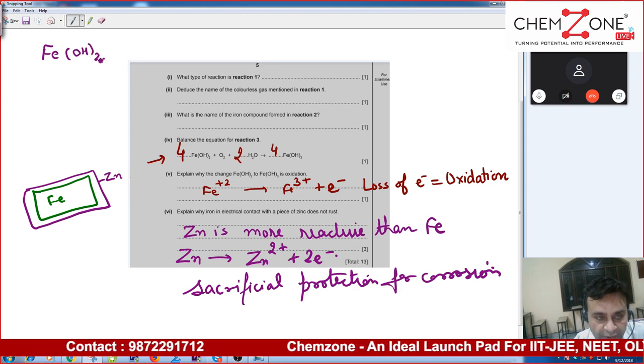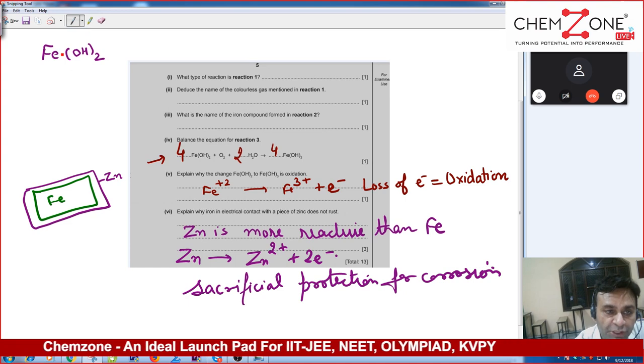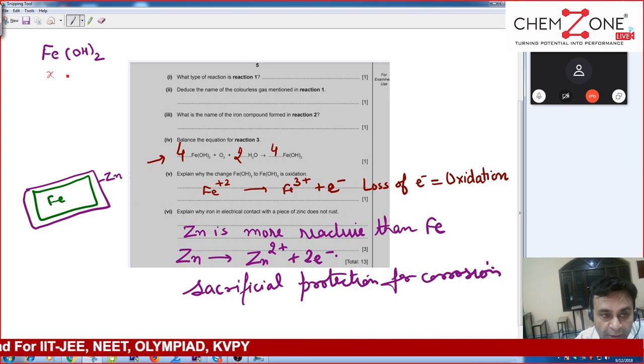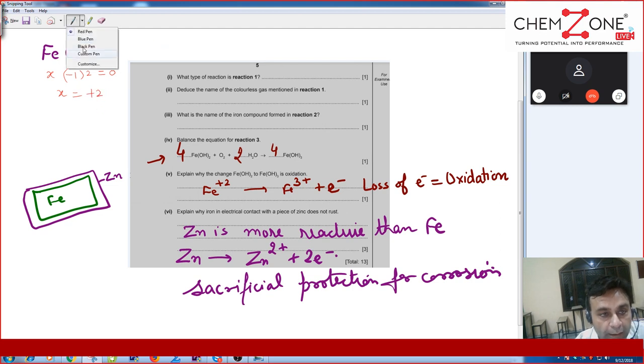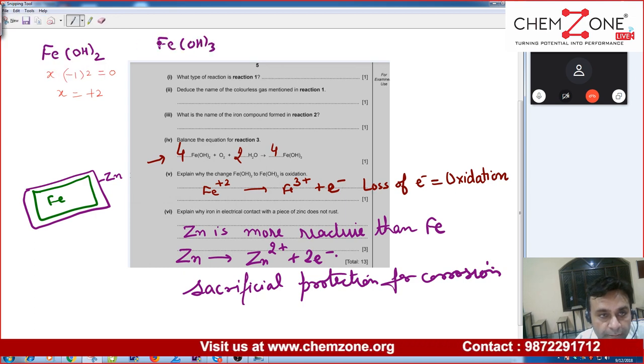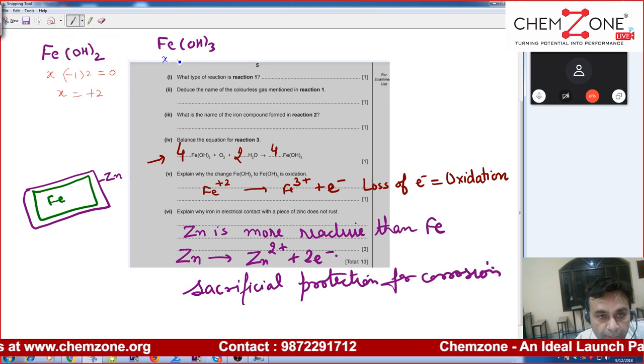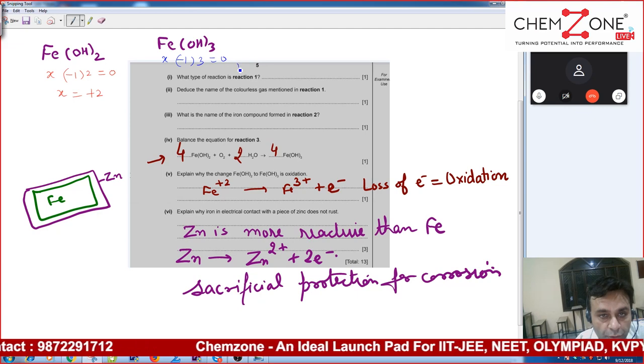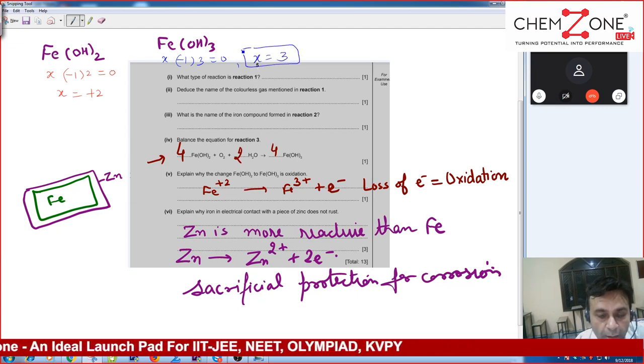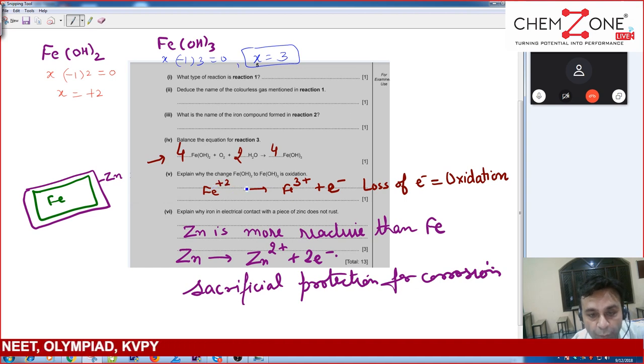In terms of the electron transfer, I will explain here. If you find the oxidation number of iron here is X, you know the OH ion is minus 1 charge? Yes, sir. So it is equal to neutral, 0. So X is equal to plus 2 charge here. In case of Fe(OH)3, this is the X, minus 1 into 3 is equal to 0. Or I can say X is equal to plus 3, right? Yes, sir. So ferrous ion is converting into Fe3+ ion, ferric ion. And it is possible only with the loss of electron. Okay, sir. And loss of electron is called oxidation in terms of electron transfer.